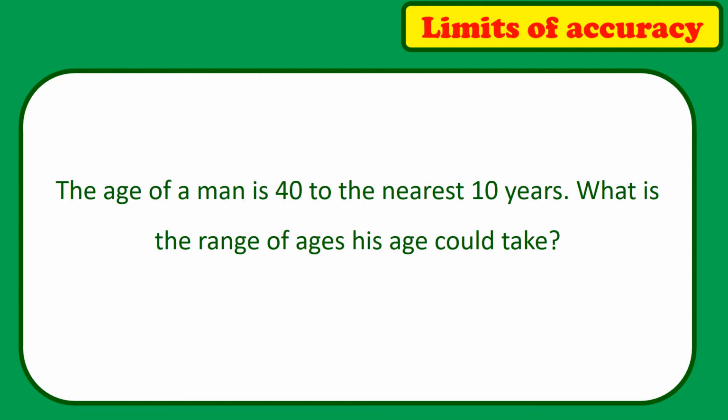Next one, the age of a man is 40 to the nearest 10 years. So what is the range of ages his age could take? As it's to the nearest 10 years, this time we halve the 10, which gives us 5 years. So we add 5 onto 40 and we take 5 off of 40. So we can see that actually the man could be anywhere between 35 and 45 for his age to round to 40 to the nearest 10 years. If it was less than 35, it would round down to 30. And if it was 45 or up, it would round up to 50.